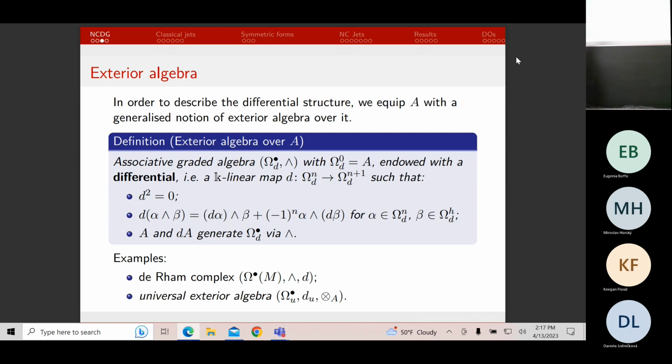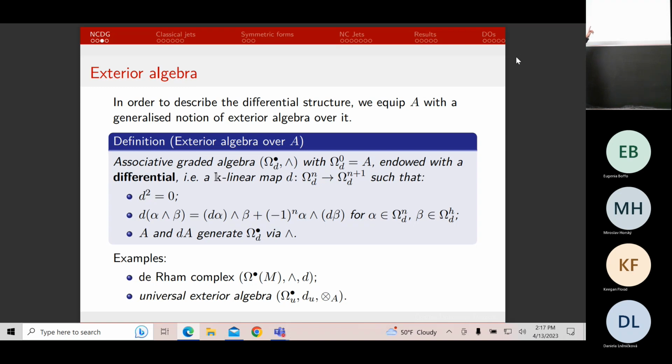We haven't, in fact, talked about the differential properties of our generalized geometric object. And in order to encode the differential part, we define the so-called exterior algebras over A, which want to generalize the notion of the de Rham complex, essentially. So differential forms over this. Okay, so what is an exterior algebra over A?